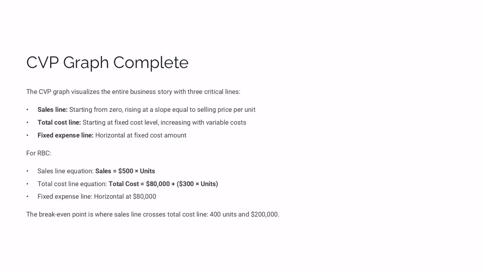Here's something that will absolutely be on your exam, and that trips up 80% of students. The vertical distance between the sales line and the total cost line at any point equals exactly the profit or loss at that volume. So if you're asked to find profit at 600 units, you calculate profit equals $500 times 600 minus ($80,000 plus 300 times 600), $300,000 minus $260,000 equals $40,000. And this visual understanding is what separates students who truly get it from those who just memorize formulas.